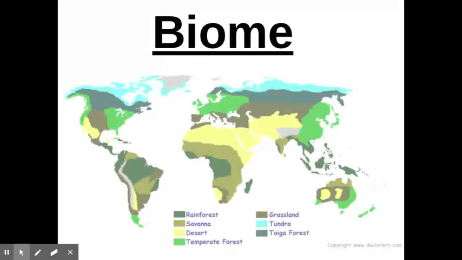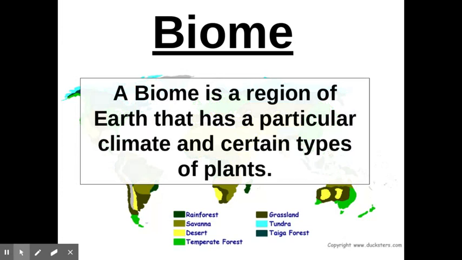The next part, okay, we have our biomes. A biome is a region of Earth that has a particular climate and a certain type of plant. So in these biomes, there have to be very particular plants that live there, because most other plants wouldn't be able to survive in those areas. So in biomes, they do have very particular plants in a very strict climate, okay? Think about the desert and the rainforest and how those environments are very strict to where they are.